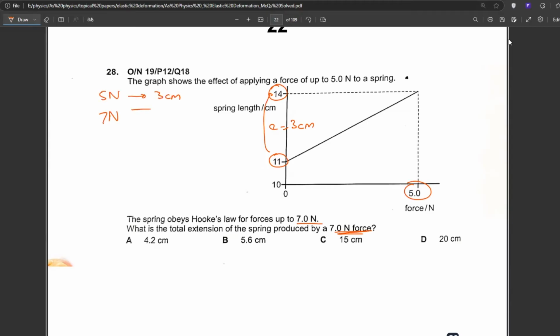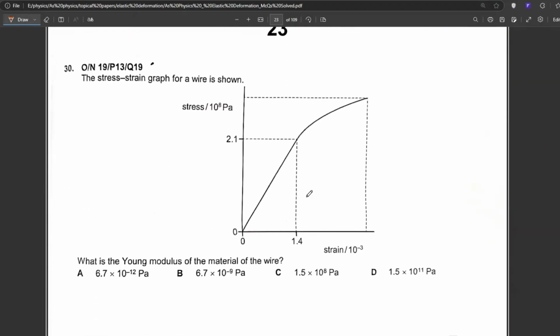Just apply a ratio method. If 5 Newton is causing an extension of 3 centimeters, 7 Newton will cause an extension of x. Cross multiplied, x comes out to be 7 into 3 divided by 5. This comes out to be 4.2. Do you have to give the total extension? Yes. So you don't have to add the original length. Perfect. Let's further move ahead.